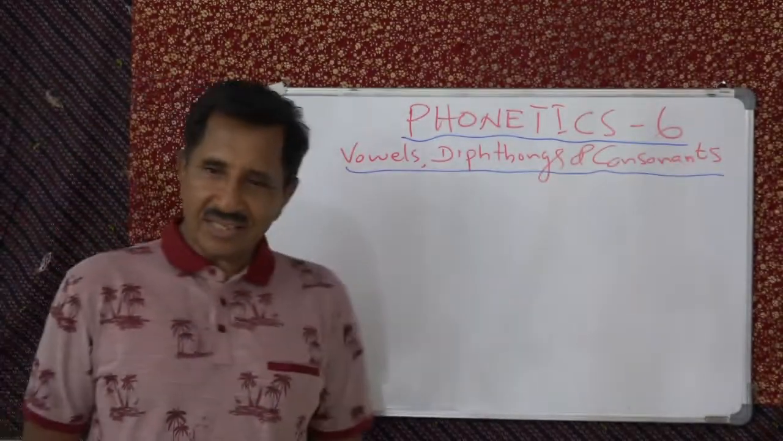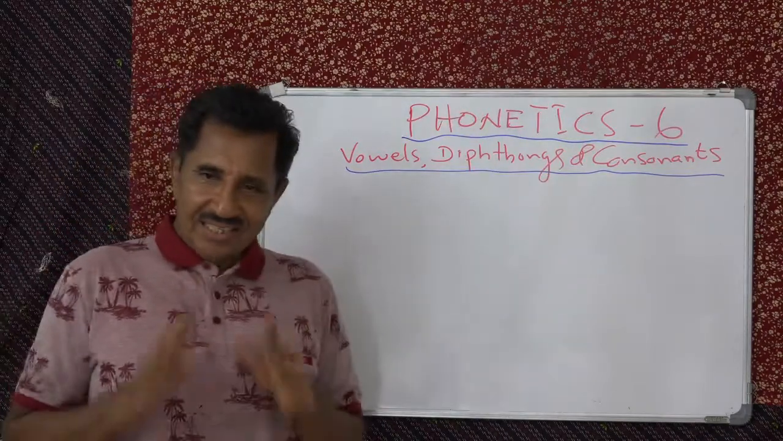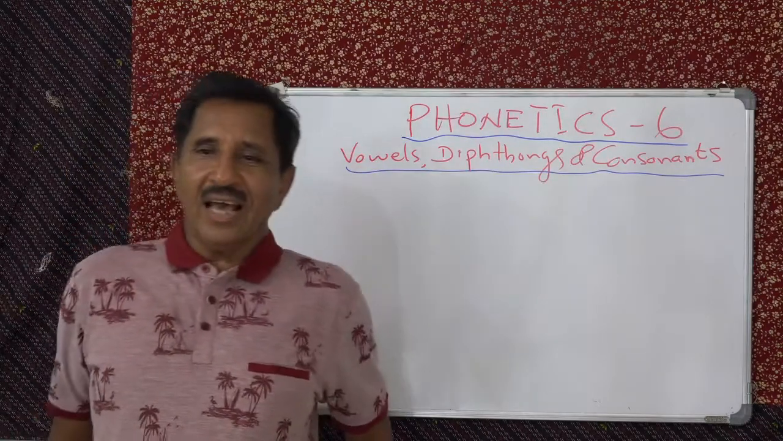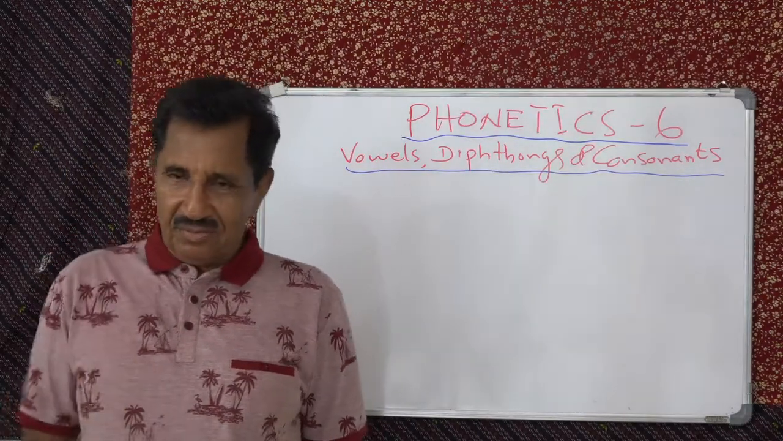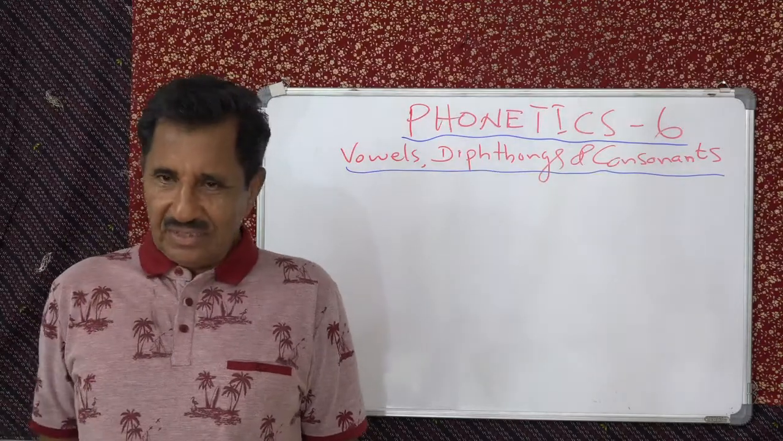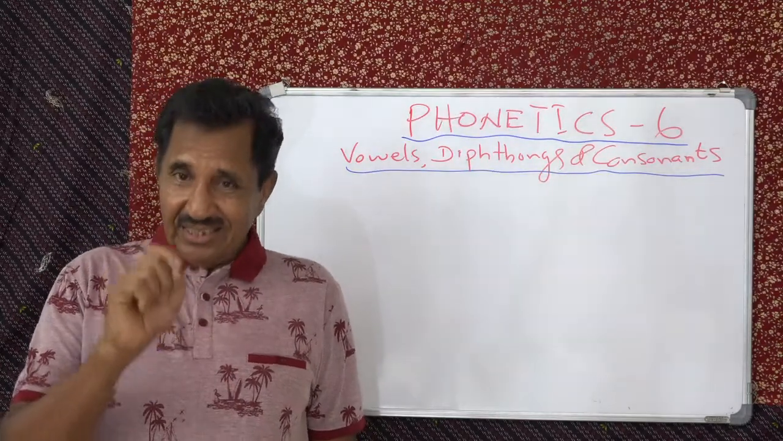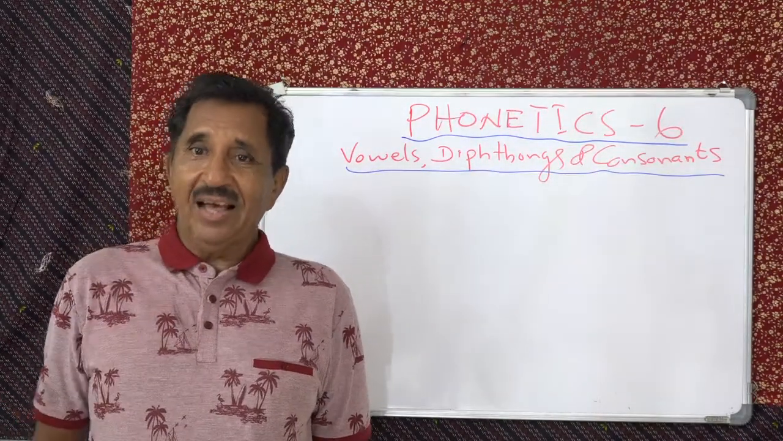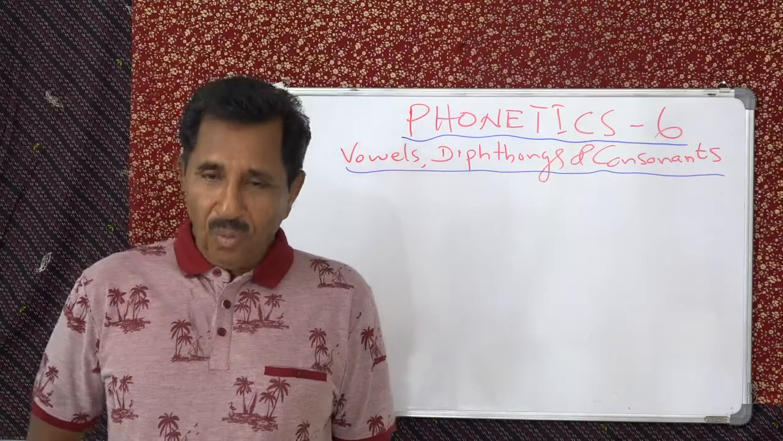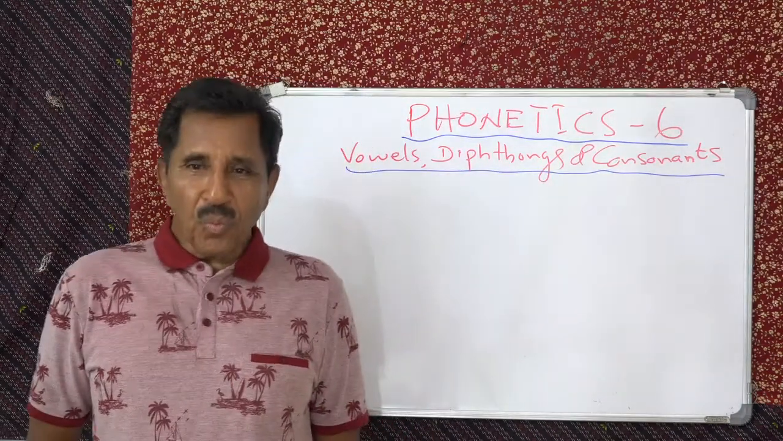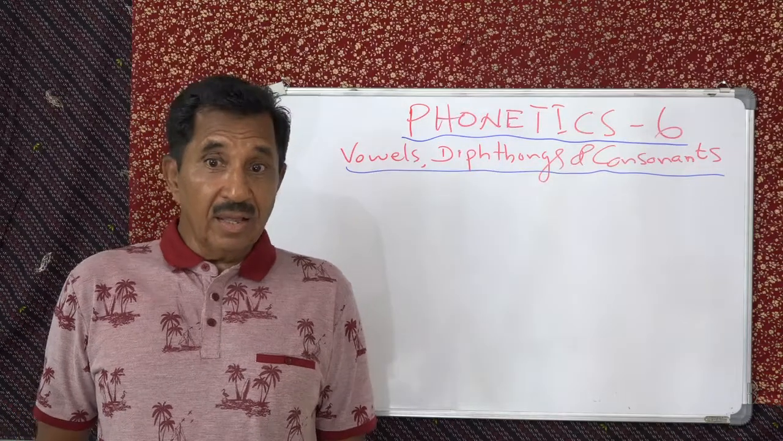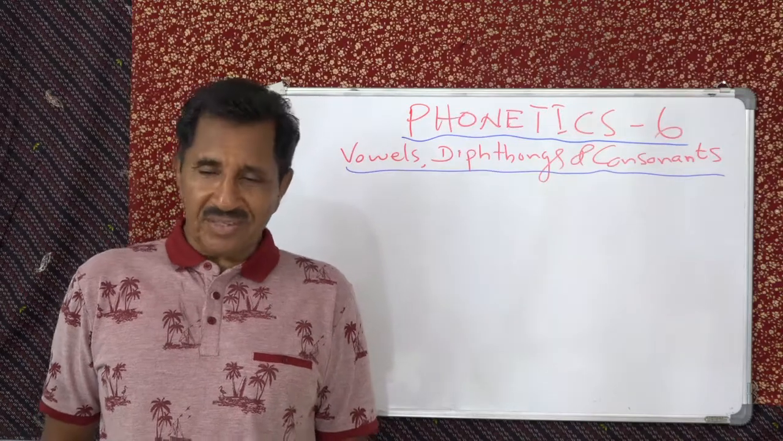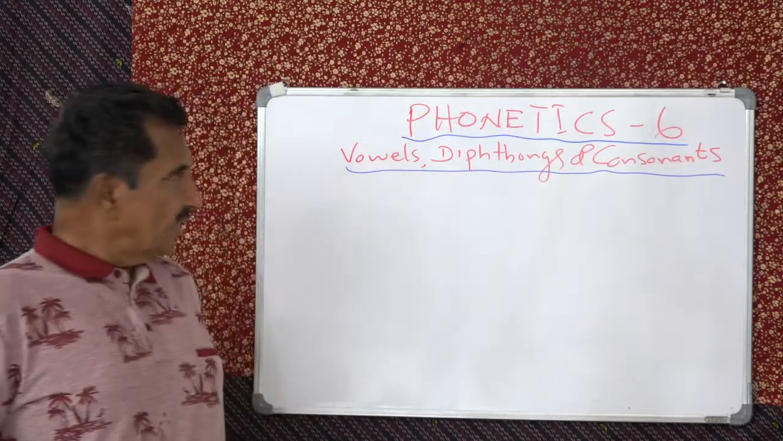This is our 6th class. We have seen how to write the symbols and also how to produce the corresponding sounds: E, A, O, U. These are pure vowels. And then we also saw diphthongs.